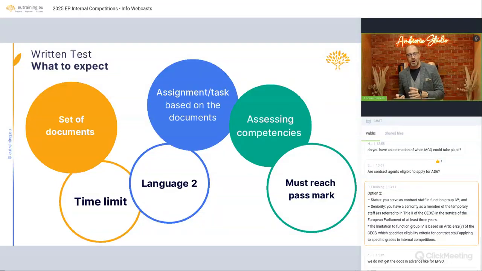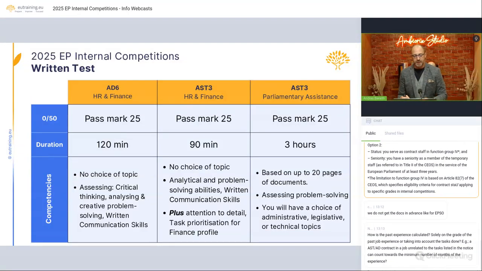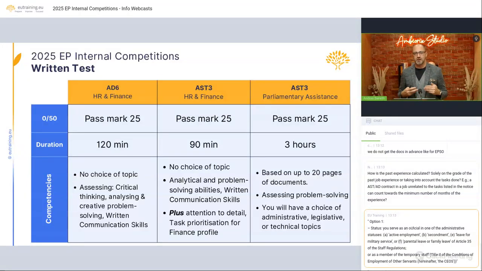And you need to reach the pass mark, which, as you had seen, is typically 50% of the overall score. So here you have the duration, the pass mark, and the other variables, like we said. And you cannot choose the topic. So that is something that will be given. And I hinted at the different competencies that are being tested by the written test. So critical thinking, analyzing, and creative problem solving, written communication skills.